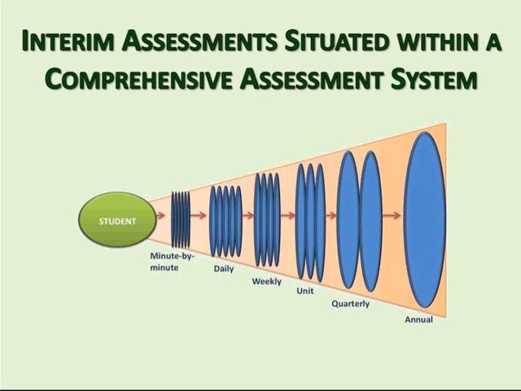In this lesson, we are going to take a deeper look at interim assessments and their purpose in a comprehensive assessment system. Notice that the daily and weekly formative assessments are located at the narrow end of the assessment cone, and the annual summative assessments are situated at the opposite end of the cone. The assessments that occupy the area in between weekly and annual assessments, unit and quarterly, serve as forms of interim assessment.